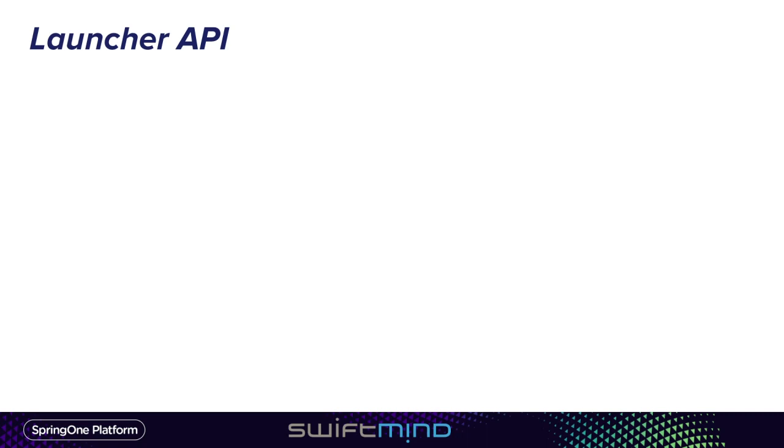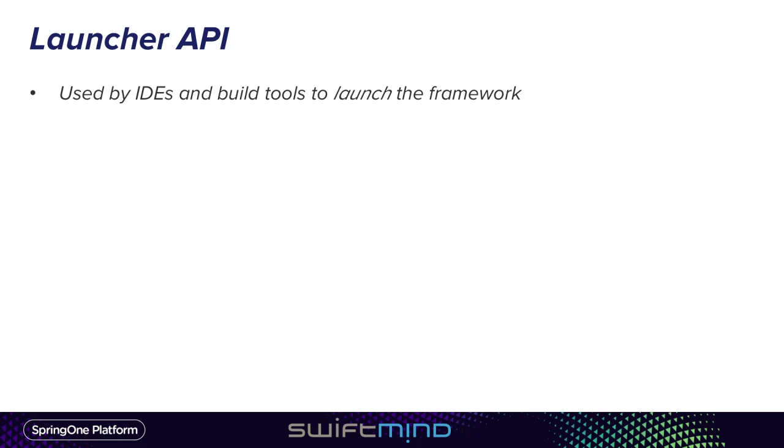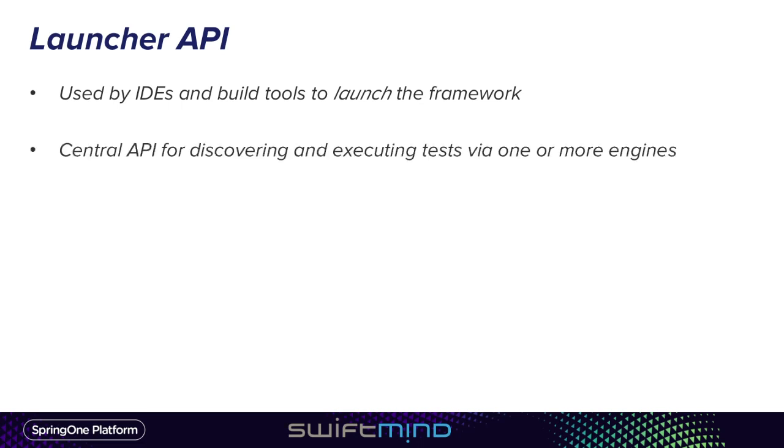So this launcher API, if you're interested in writing some kind of build support or IDE support or maybe some kind of your own standalone application to run your tests, you can use that, but primarily it's going to be used by the IDEs and build tools to actually launch the platform or the entire framework. And it's a central API for discovering and executing tests via one or more engines. So in JUnit 4 we had runners, and in JUnit 5 we have engines, if you want to think about them kind of as an analogy.